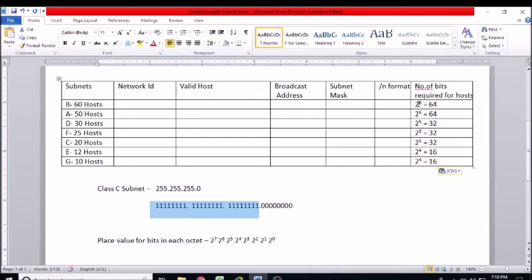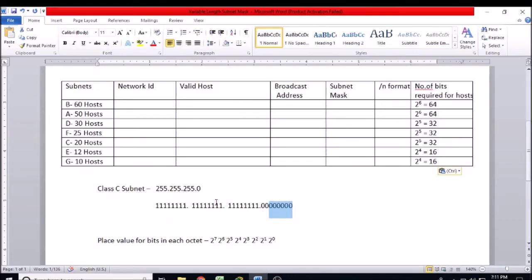Now we are taking only 6 bits from the last octet for the host. The remaining bits we can take for the subnetting. So the remaining bits that we are taking for the subnetting, we can include in the /n format. Here only 6 bits we are going to take for the host, and this part we are going to take for the subnetting.